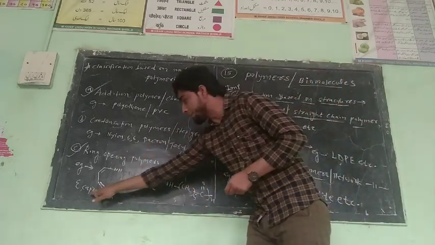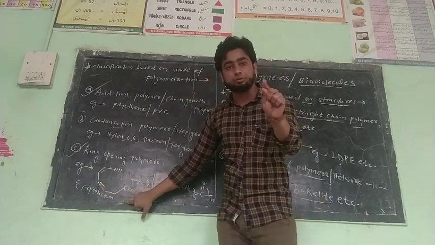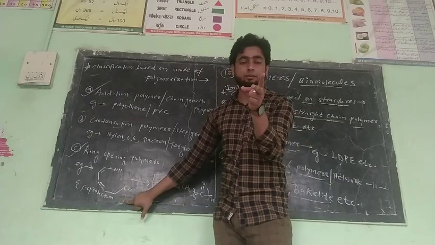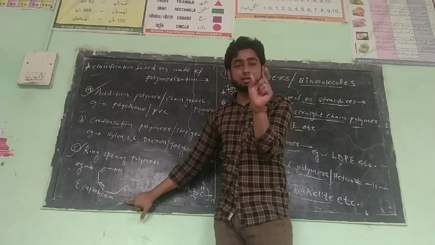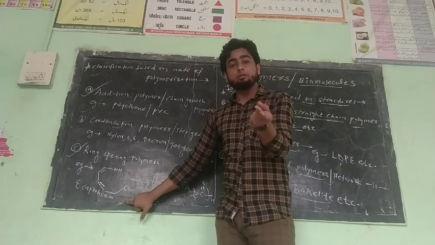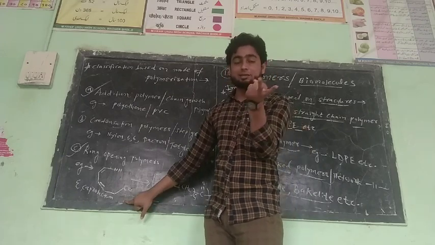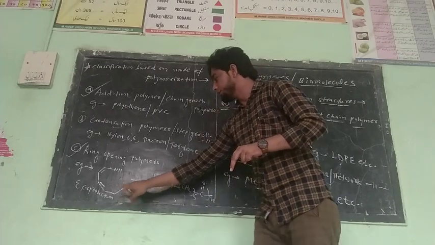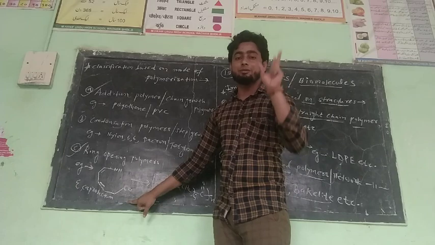Example, E caprolactam. It is a monomer which is used in the preparation of nylon 6. देखो अलग अलग बेटा, nylon 6 and 6,6. Nylon 6 means it contains 6 carbons. Nylon 6,6 contains how many carbons? 6 plus 6, 12 carbons. Both structures are different, nylon 6 and nylon 6,6. Clear? Okay. So E caprolactam is a monomer which is used to prepare nylon 6.